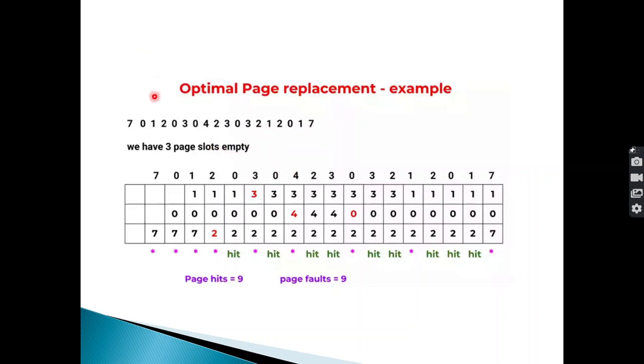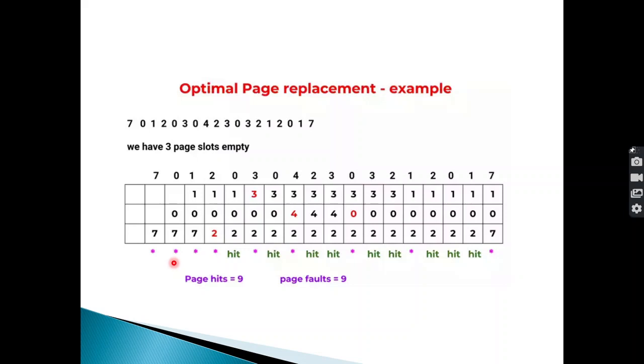First of all, check whether the page the user is demanding is present. The user demands 7, but 7 is not present in the main memory, so we bring it from the secondary memory and place 7 here. Then the user demands 0. 0 is also not present, so it is a page fault. Whenever the page is available, that is called a page hit. If it is not available, that is called a page fault.